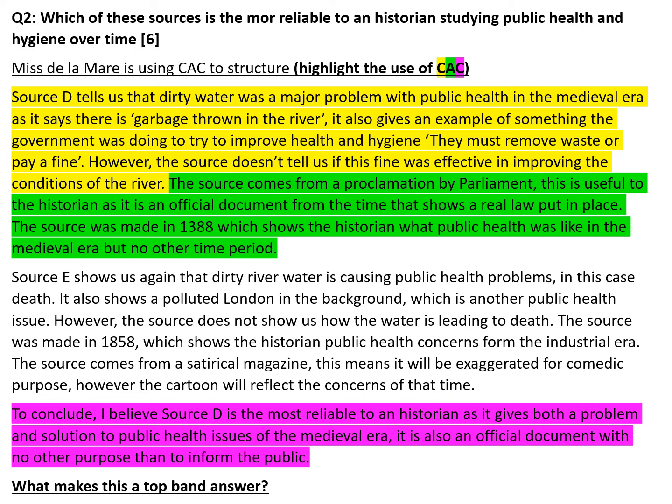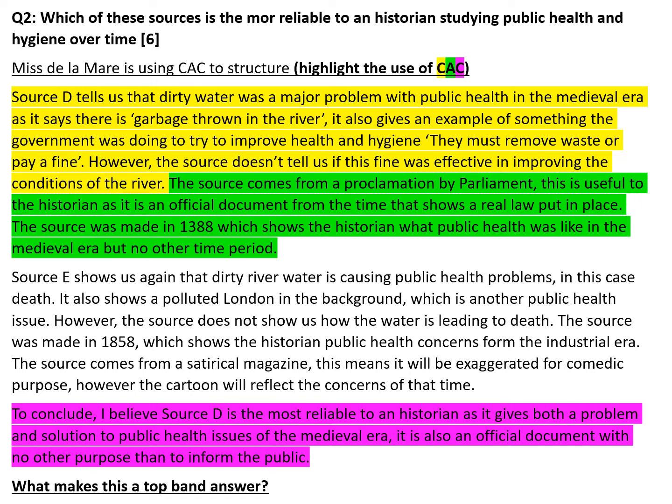The source comes from a proclamation by Parliament. This is useful to the historian because it's an official document from the time that shows a real law that was put in place. Strength. The source was made in 1388, which shows the historian what public health was like in the medieval era, but no other time period. Weakness. So I've said that it comes from a proclamation by Parliament is good, and the fact that it only comes from the medieval era is bad, because the source is public health and hygiene over time. I hope that makes sense.